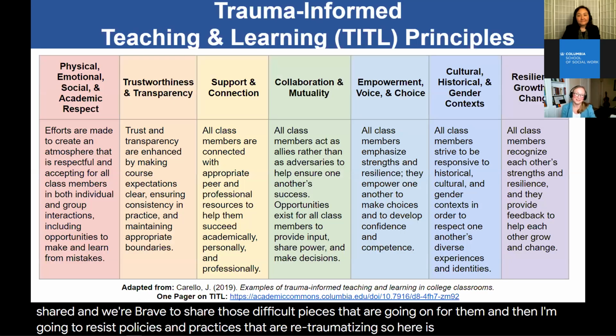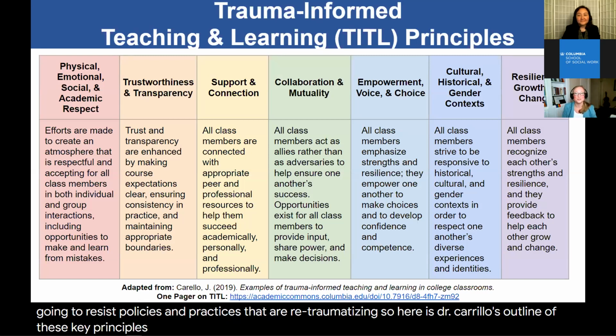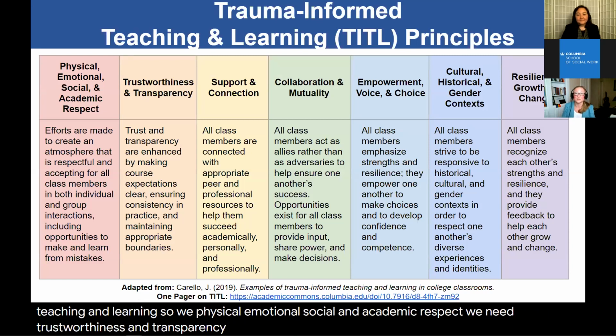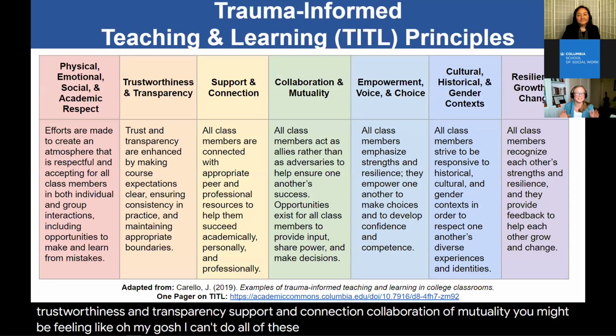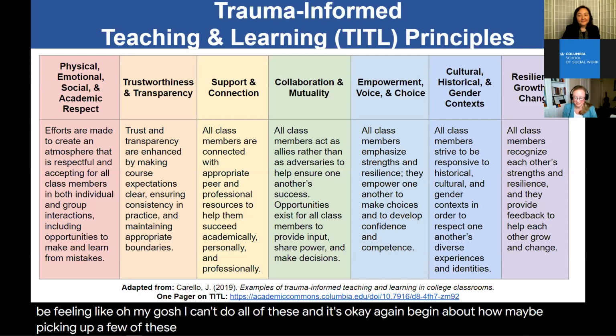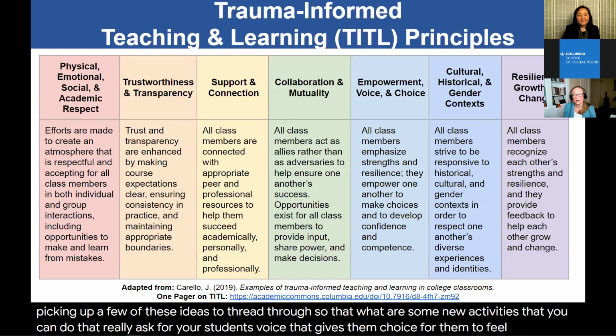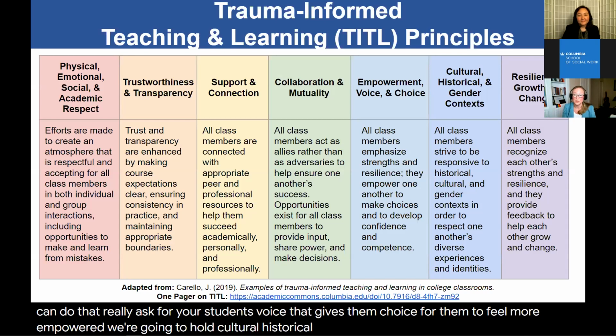So here is Dr. Carrillo's outline of these key principles. So she saw these 7 different principles for trauma-informed teaching and learning. So we need physical, emotional, social, and academic respect. We need trustworthiness and transparency, support and connection, collaboration and mutuality. You might be feeling like, oh my gosh, I can't do all of these, and it's okay again. Just thinking about how maybe picking up a few of these ideas to thread through, so that what are some new activities that you can do that really asks for your students' voice, that gives them choice, for them to feel more empowered. We're going to hold cultural, historical, and gender contexts and support that resilience, growth, and change.